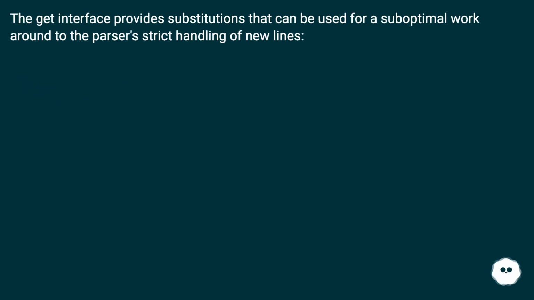The get interface provides substitutions that can be used for a suboptimal workaround to the parser's strict handling of new lines.